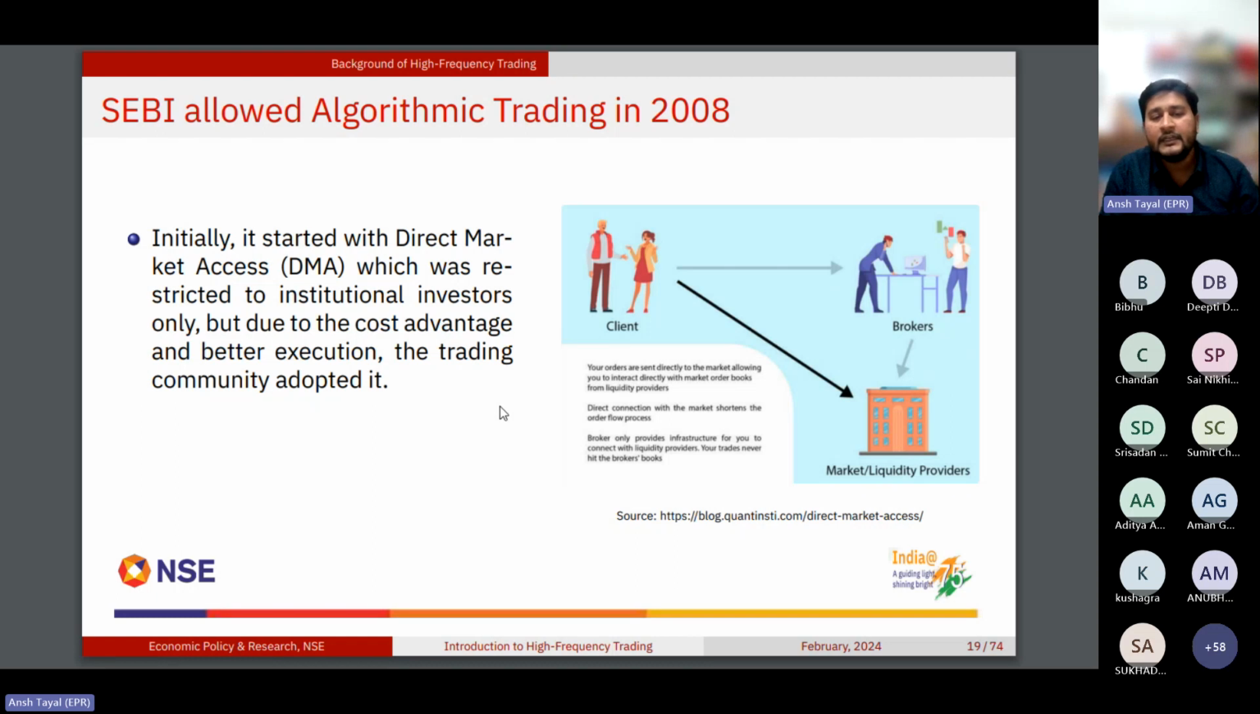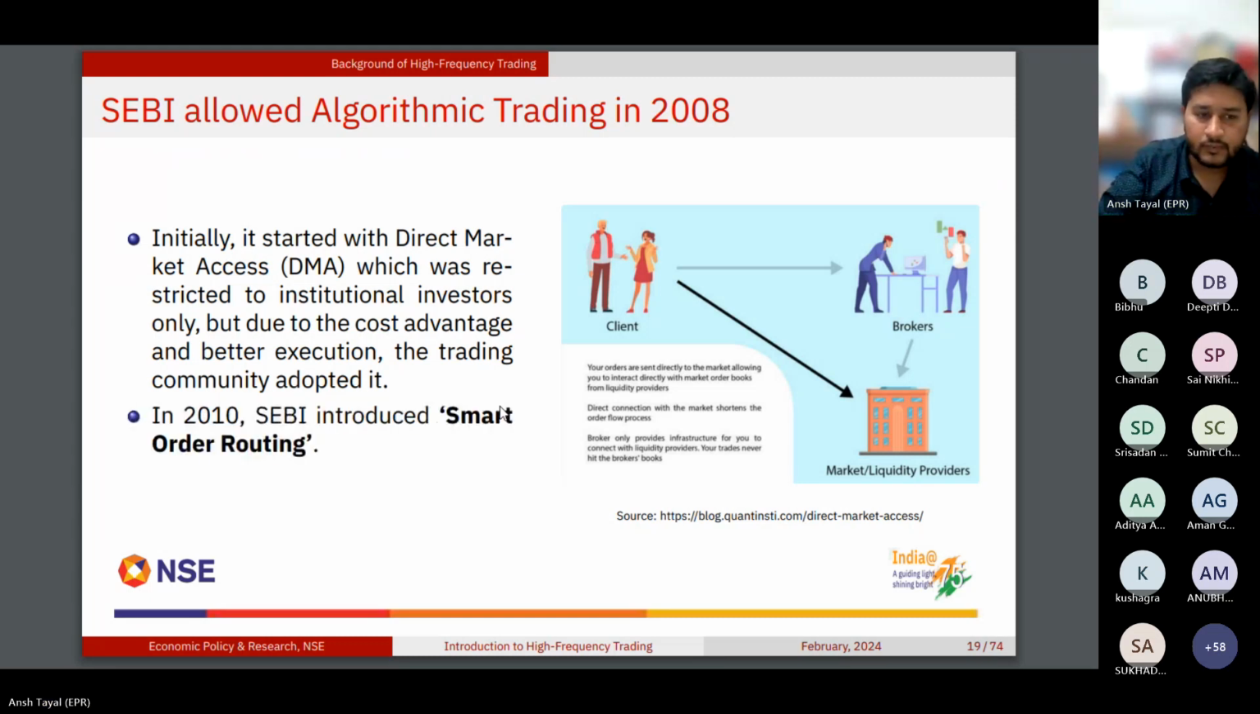In direct market access, you could directly have a connection with the exchange without having a broker or a trading member in between. This used to save some time because your order would now not have to be routed through a trading member's server. In 2010, SEBI introduced smart order routing.